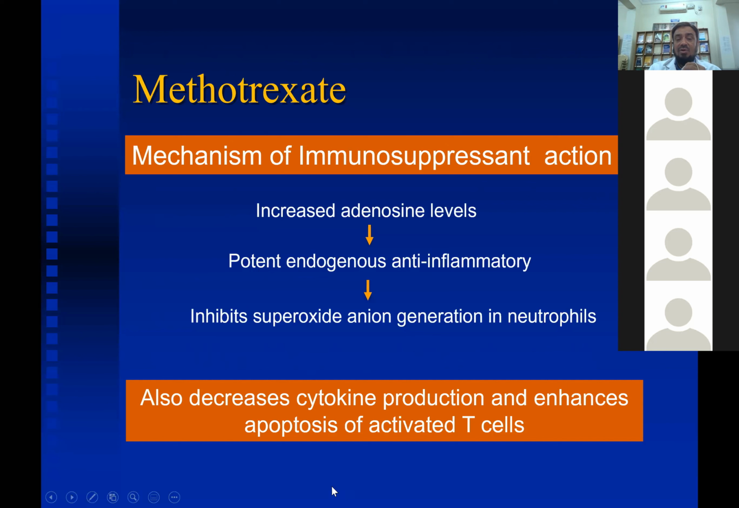So methotrexate, what is its use? Where is methotrexate used? Can you tell me some of the uses of methotrexate? It is curative in choriocarcinoma. It is one of the drugs which is curative in choriocarcinoma. It is used for rheumatoid arthritis. It is used for termination of pregnancy. So there are multiple uses of methotrexate. What is the adverse effect of methotrexate?